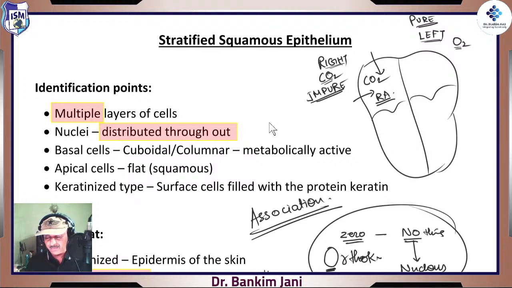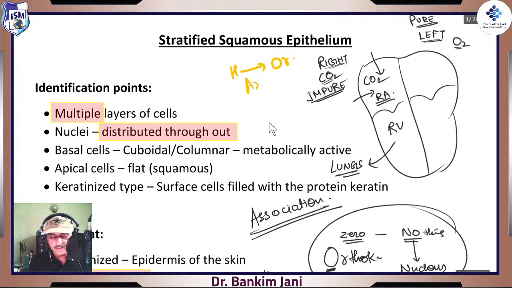And when we have impure blood, it has to be sent to the lungs. So our right ventricle will be sending the blood to the lungs. And we learnt one more thing: anything going from the heart to any organ, we call an artery. So this is heart to lungs, which means it is the pulmonary artery. Artery means heart to organ, so in this case, heart to lungs.